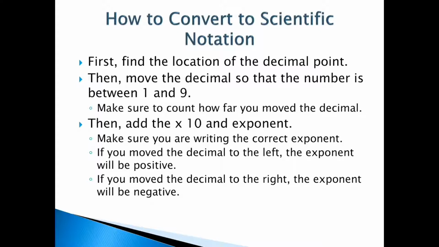How do we determine if it's going to be positive or negative? If we've moved our decimal to the left, then our exponent is going to be positive. If we move our decimal to the right, then our exponent is going to be negative.